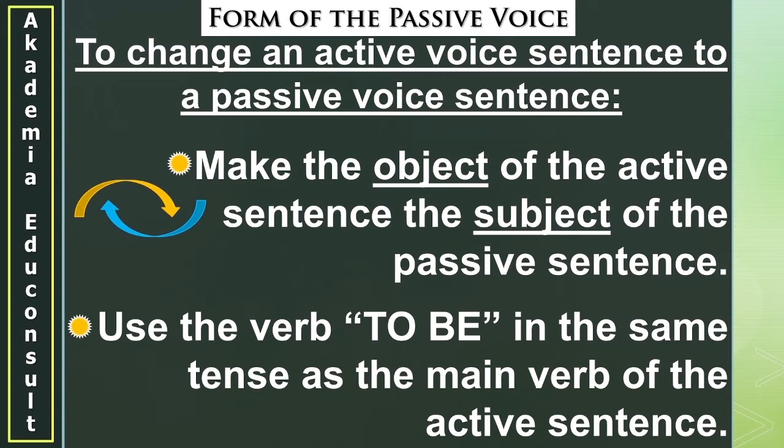To be is a non-modal auxiliary verb. You change the verb to be in the same tense as the main verb of the active sentence. If the verb of the active sentence is in the present, it will also reflect in the verb of the passive sentence. So you need to use the verb to be. And to be has 8 forms: is, am, was, were, are, be itself, being, and been.